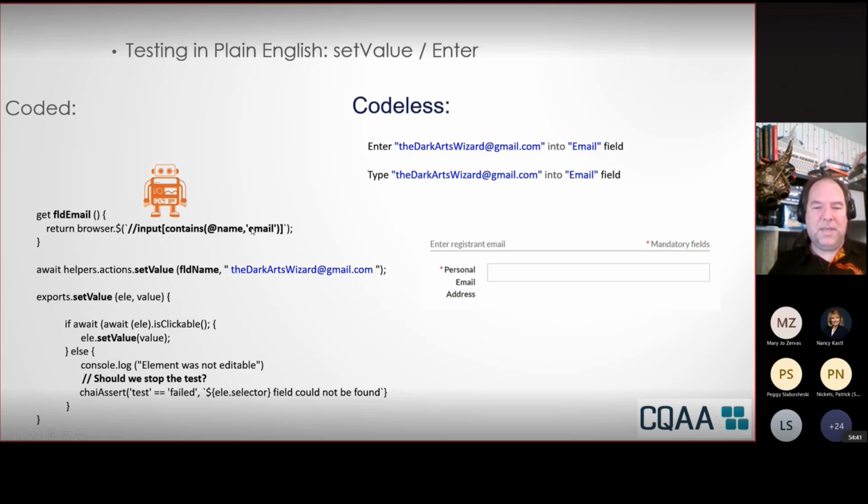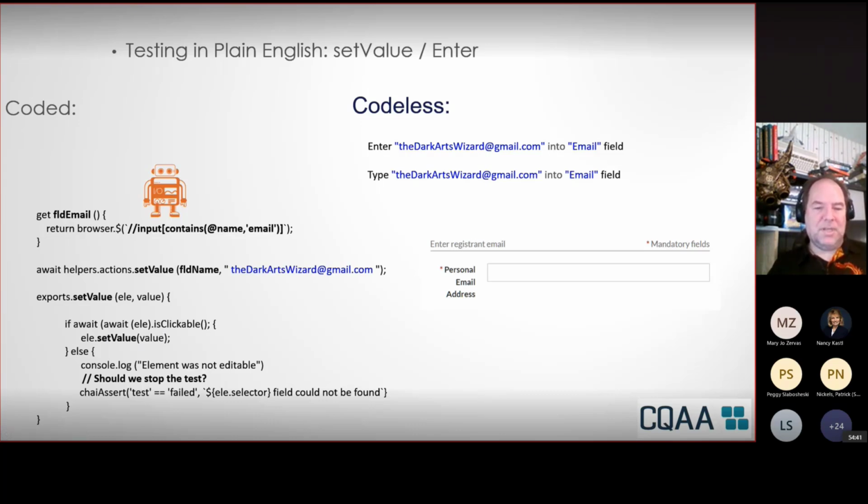In fact, I might even drop off the E because you never know. It might have a capital E in there. I might just say, hey, go find me an input that has mail in the name of the element. And then go and interact with that. Click on the set value. Oh, what are we doing over here? I've got a custom set value over here that says, hey, if the set value is clickable, then go and set the value. This is actually telling me that it exists.